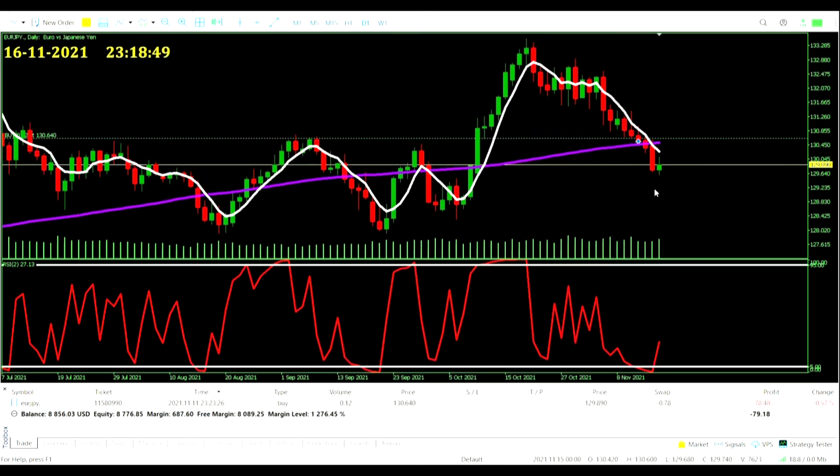Day 37, a little bit better, but not enough. If anything, it just looks like a setup candle for a further drop. But prove us wrong, euro yen, prove us wrong. It doesn't look good at $77 down. Maybe we've got some trades on the other charts.